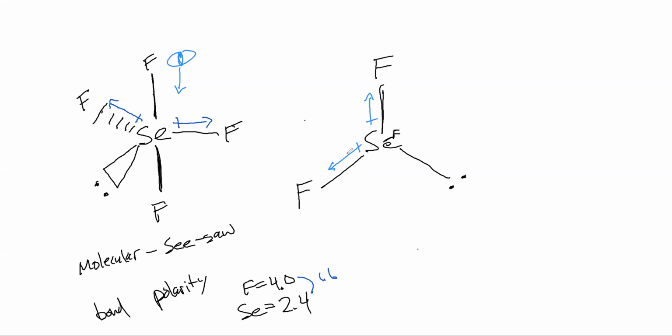The only way that this one could be balanced would be if instead of that lone pair, we had another fluorine here. And now you could see how all three of those arrows would cancel each other out. Whatever is pulling up, we have this arrow pulling down with that other one pulling down. Whatever's pulling to the left, we have one pulling to the right. And so all of your bond polarities would be equal then.